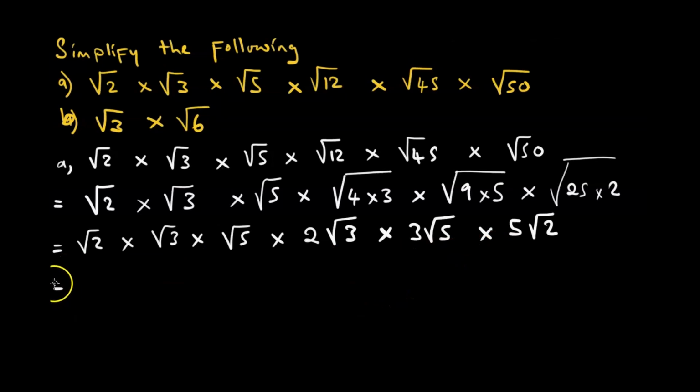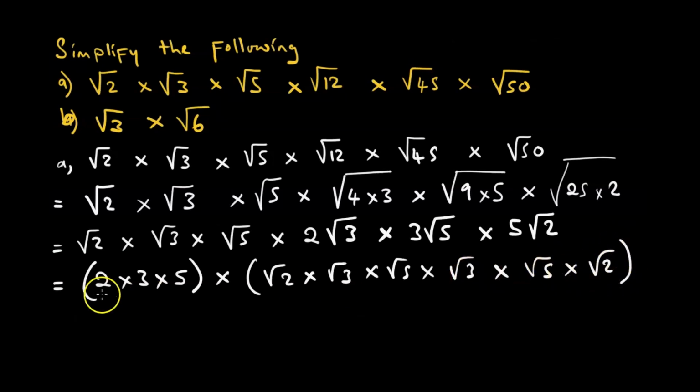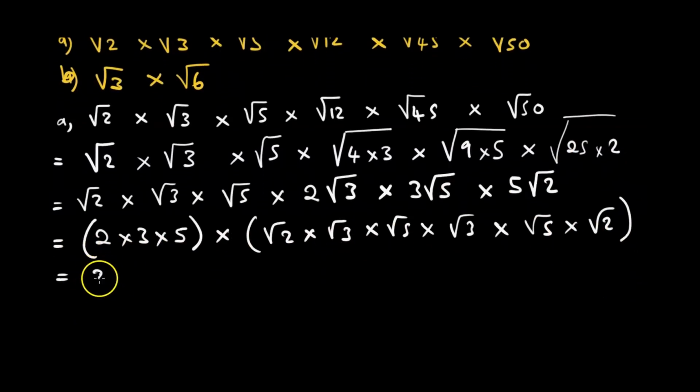Then now we collect the numbers so that they multiply on their own. This means we will have 2 times 3 times 5 multiplying the square root of 2 times the square root of 3 times the square root of 5 times the square root of 3 times the square root of 5 times the square root of 2. So what is 2 times 3? The 6. 6 times 5, the 30.